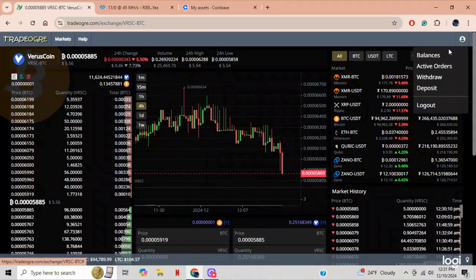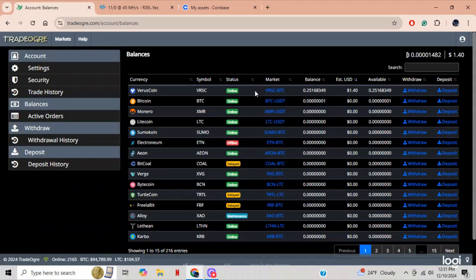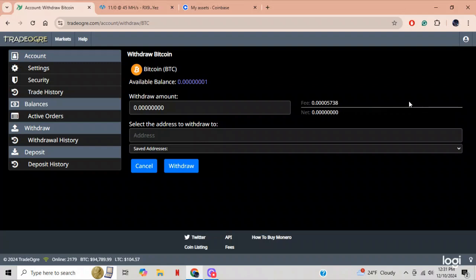Okay, so if I was to sell that, what would happen is you would go back to your balances, and right here your Bitcoin would go down to 0, and it would reflect your amount of Bitcoin right here. Okay, and then if you want to send it over to your Coinbase account, you would hit withdraw.